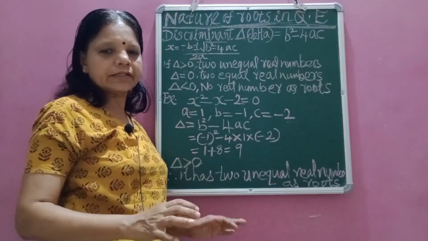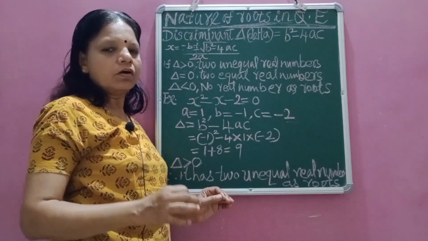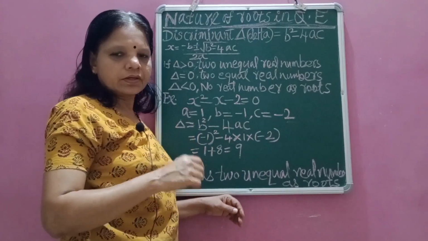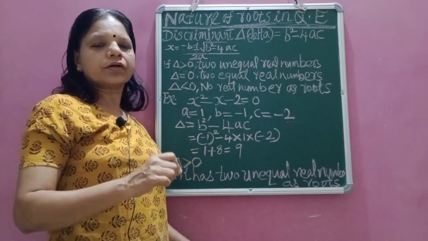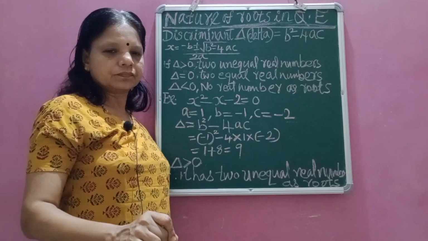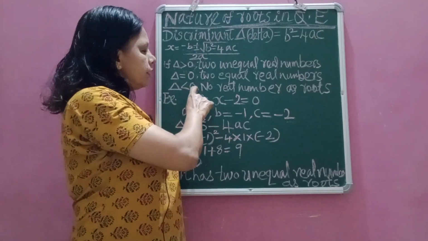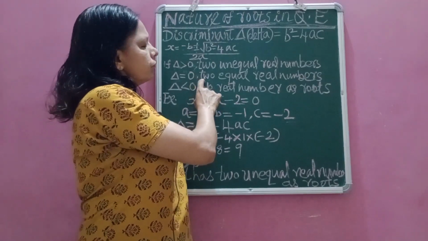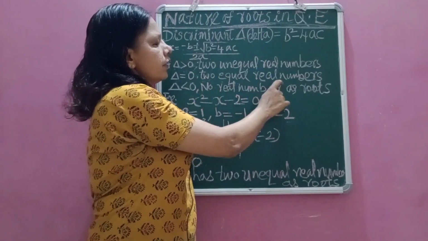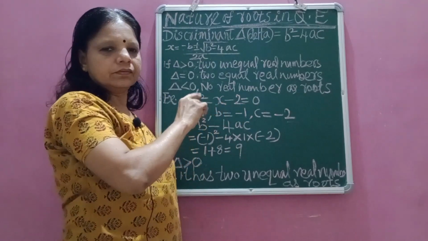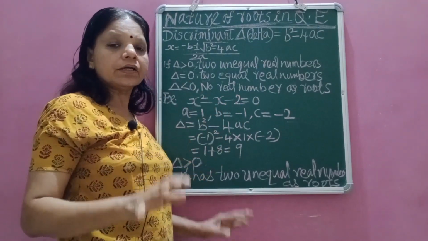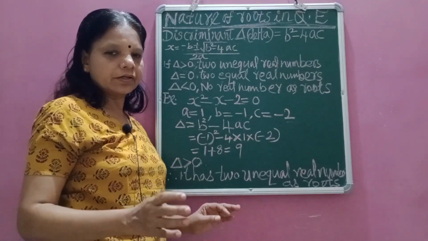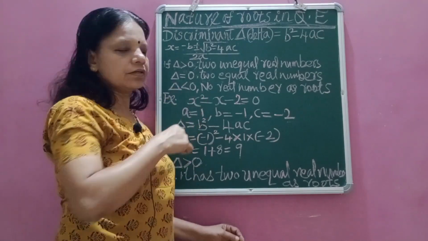There is no change in the value of the root on adding and subtracting square root of b square minus 4ac, if b square minus 4ac is 0. Clear? So what is the nature of the solution or root? Two equal real numbers. There are two solutions, both are equal. Clear? Two equal real numbers when b square minus 4ac is 0.